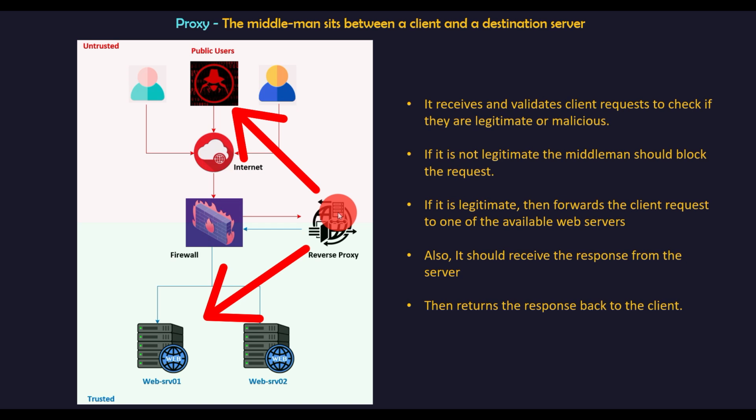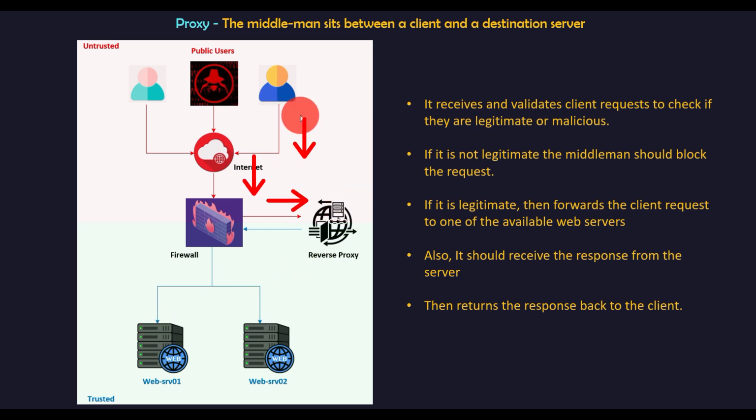This middleman sits between a client and a destination server. Also, this middleman receives and validates the client request to check if it is legitimate or malicious. If it is malicious, the middleman should block the request. If it is legitimate, then the middleman forwards the client request to one of the available web servers. Also, the middleman should receive the response from the web server, then return the response back to the client. This middleman we call as a proxy.